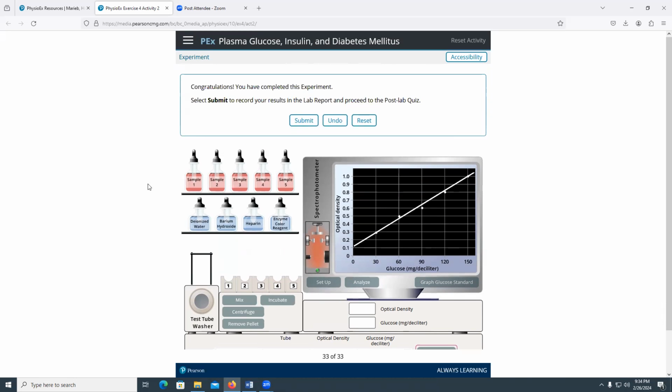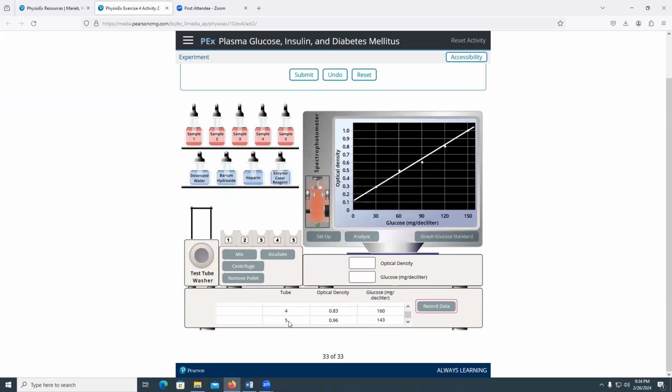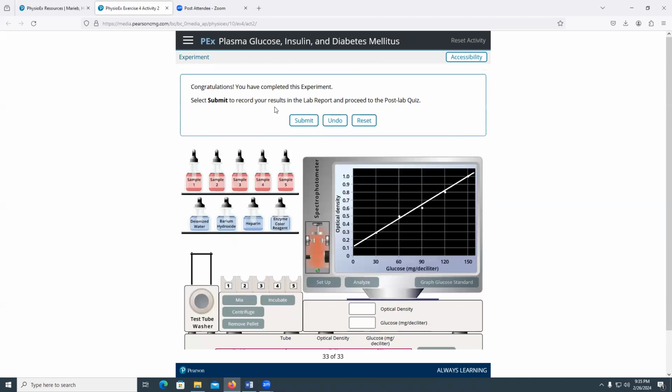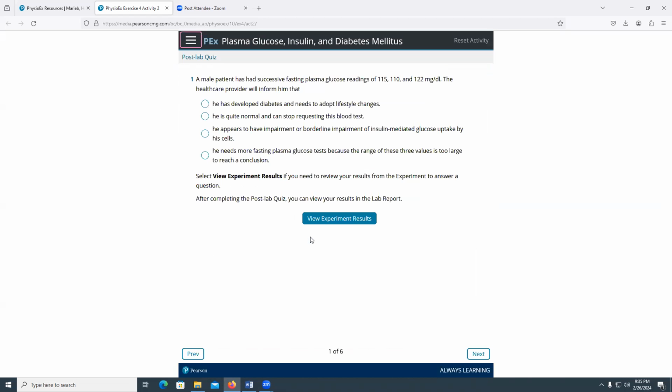Okay. So now, congratulations, you have completed this experiment. Select submit to record your results. So now I was able to tell that patient number 5, whose blood sample was in test tube 5, had 143 as a diabetic patient. Patient number 4 is a diabetic patient. Patient number 3 is a diabetic patient, and 2 is a borderline pre-diabetic, and patient number 1 is a healthy patient. Okay, so press submit. We submitted everything.